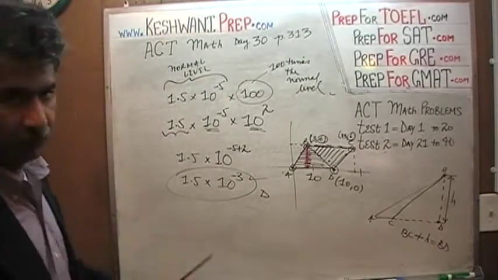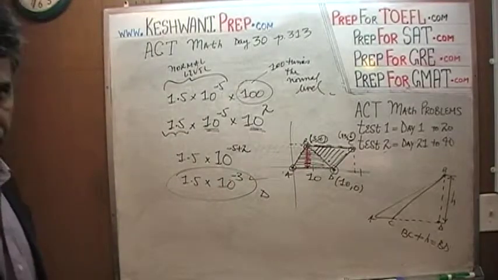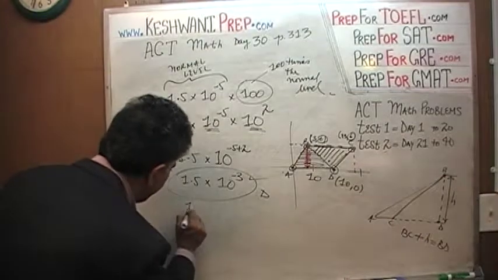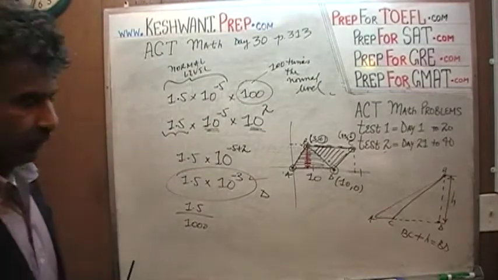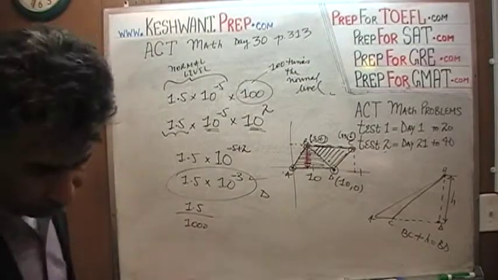1.5 times 10 raised to negative 3. That's all. Which is same as 1.5 over 1000. But they're not looking for that. Let's go to the next one.